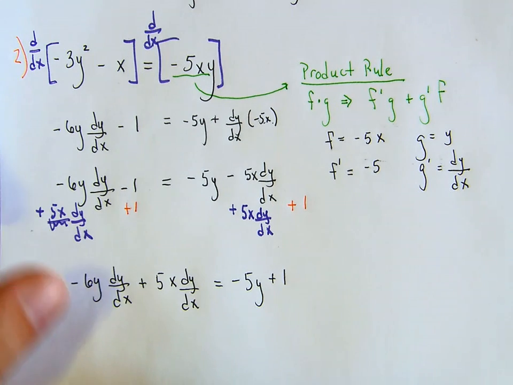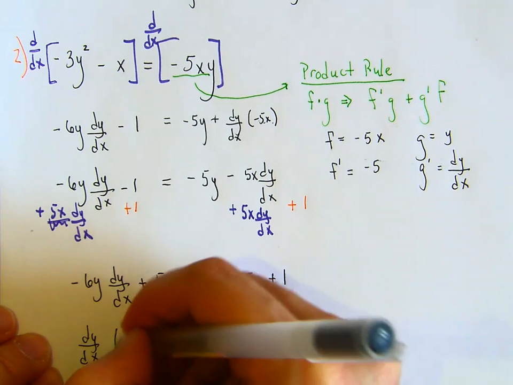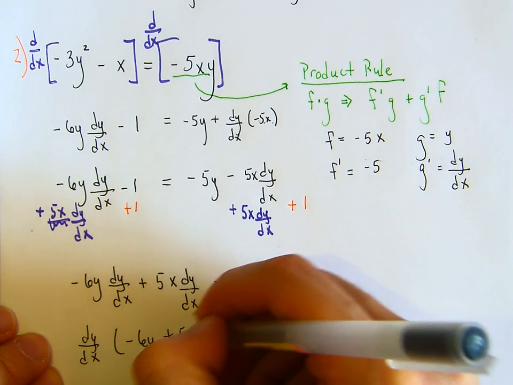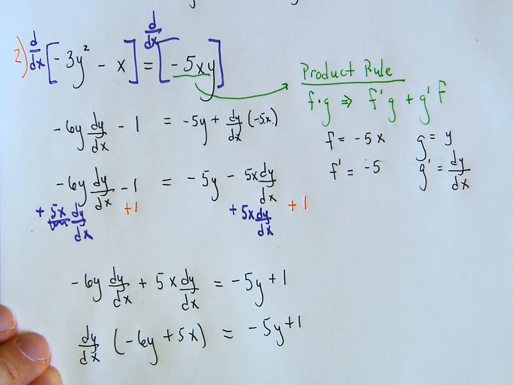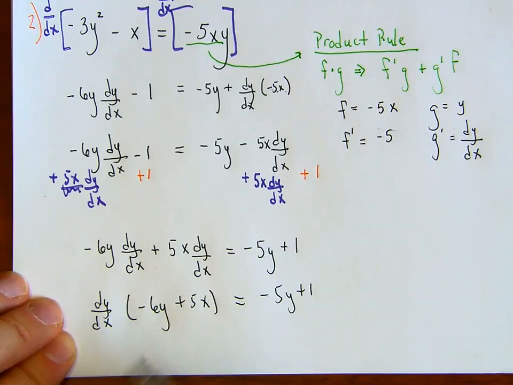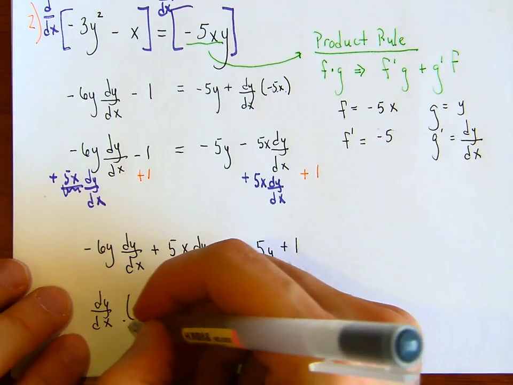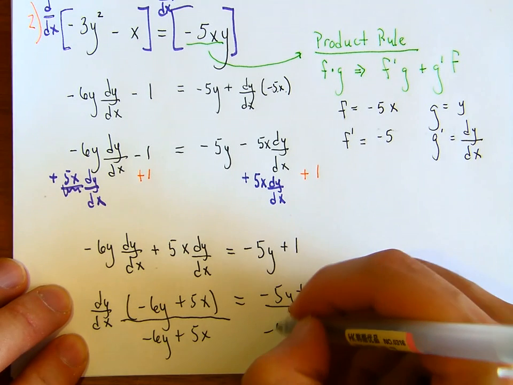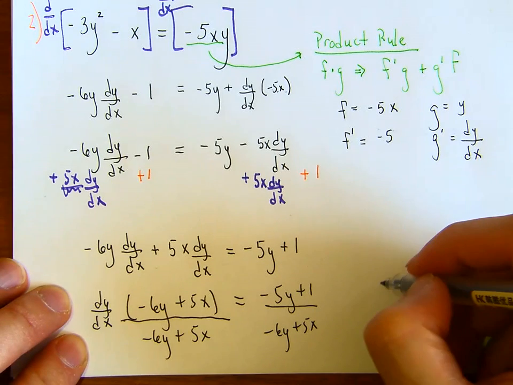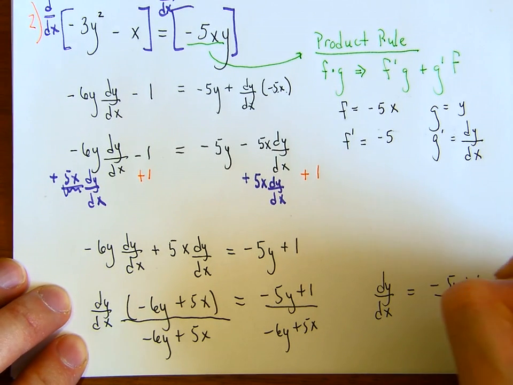Okay? Now, what was the purpose of bringing the dy dx's on one side? So you can factor out. So how do we factor this out? It'll be dy dx times negative 6y plus 5x equals negative 5y plus 1. And then once we get to this point, how do you get dy dx by itself? Just divide both sides by negative 6y plus 5x. So now you have dy dx equals negative 5y plus 1 over negative 6y plus 5x.